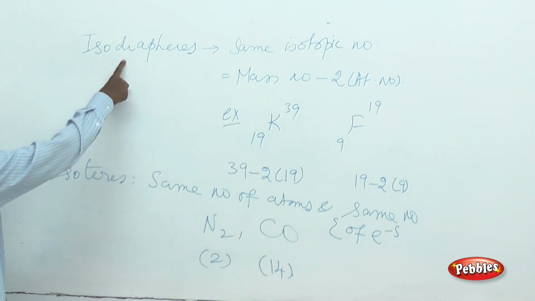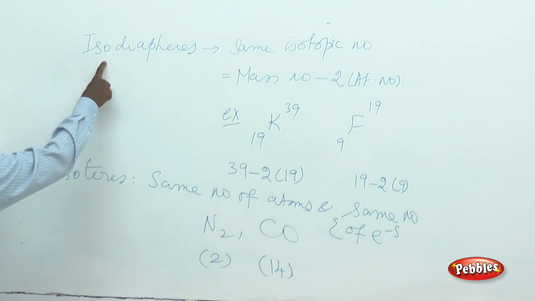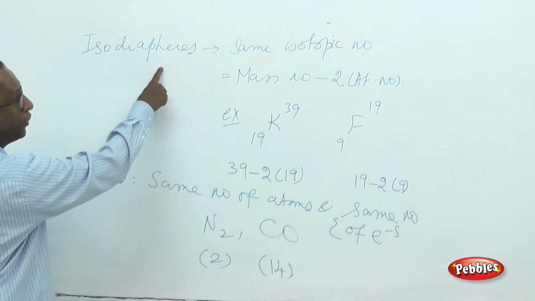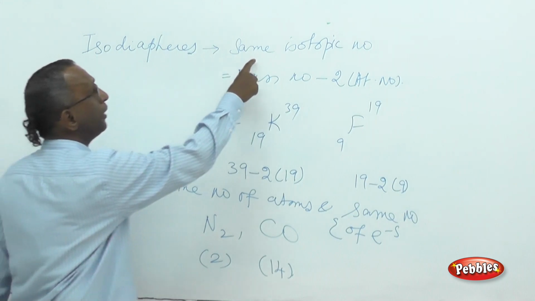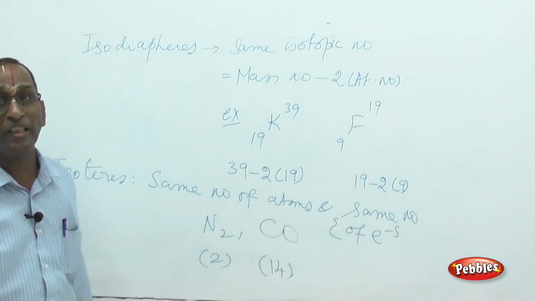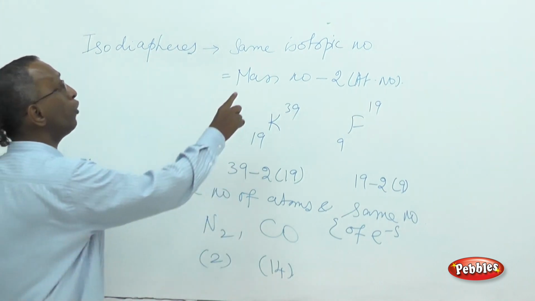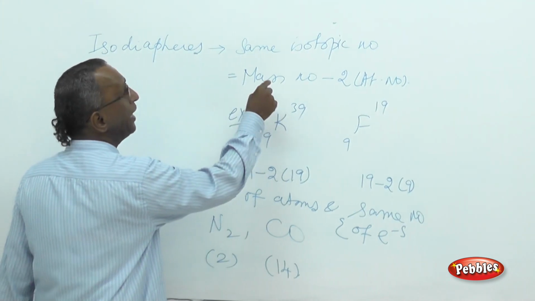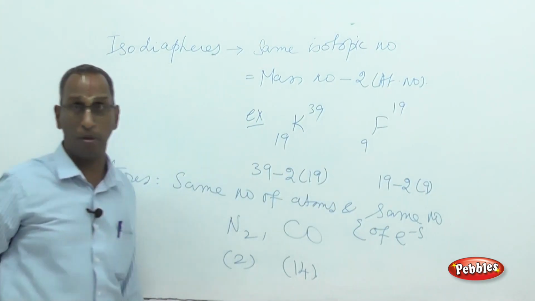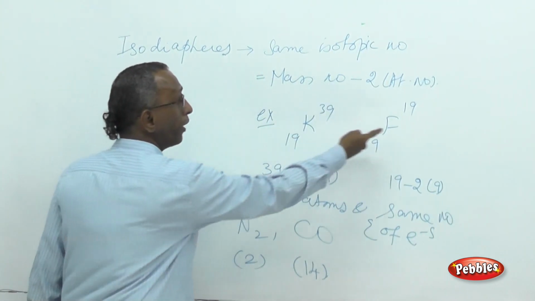One is called isodiapheres. Isodiapheres are the species with the same isotopic number. What is meant by isotopic number? Isotopic number is defined as the difference between the mass number and twice the atomic number. So here it is not for the same elements.